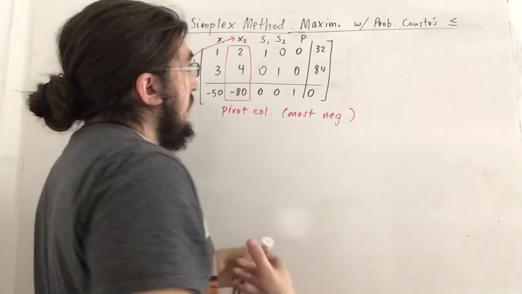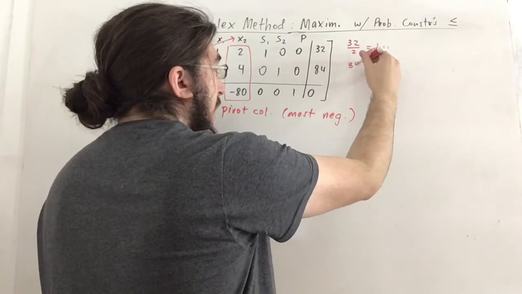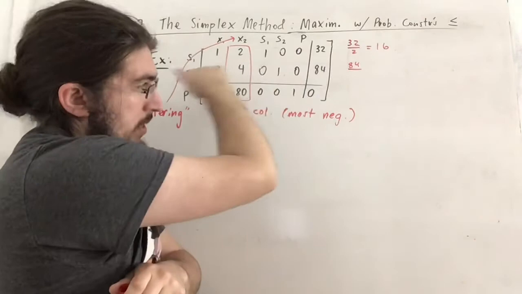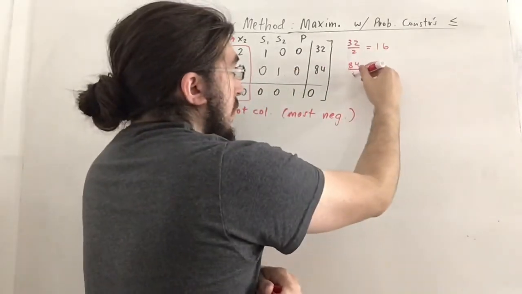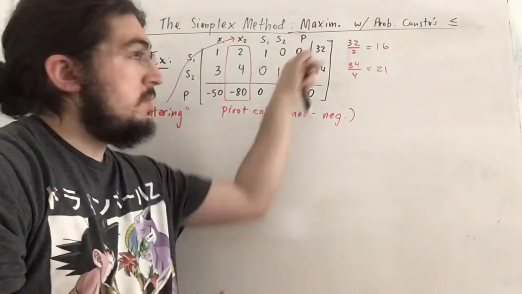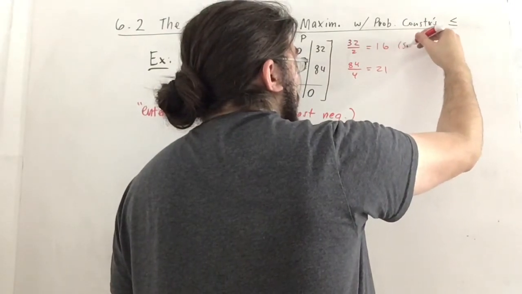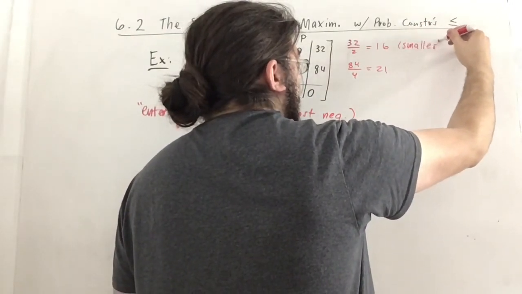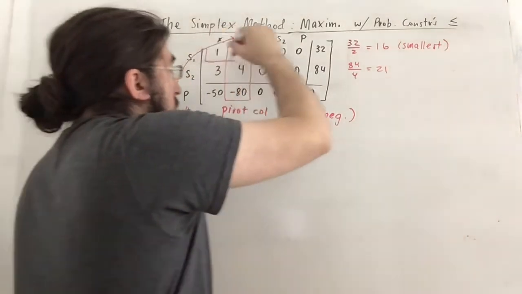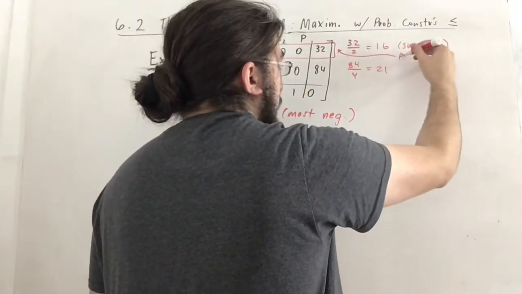So here, if you divide 32 by 2, you get 16. And here if you divide 84 by the entry that's in that pivot column in this row, which would be 4, 84 divided by 4 is 21. And then you look to see which one is the smallest quotient. The smaller of the two here is definitely 16. So this is the smallest one. And the one that corresponds to the smallest will correspond to the actual pivot row. So now this will be the pivot row. That's an indicator of what the pivot row is.